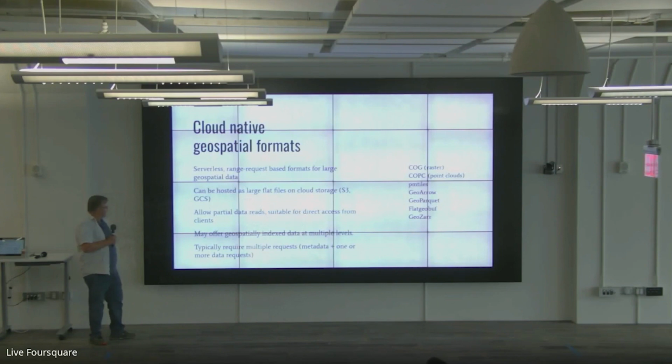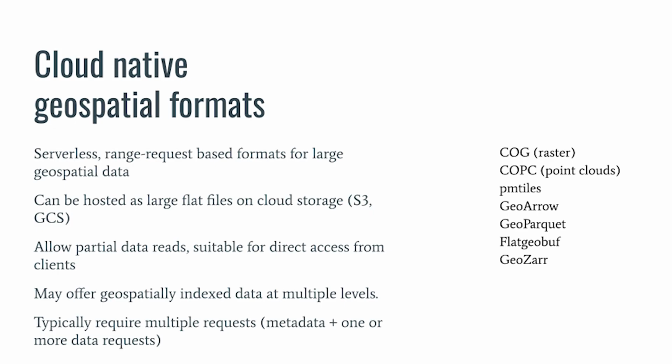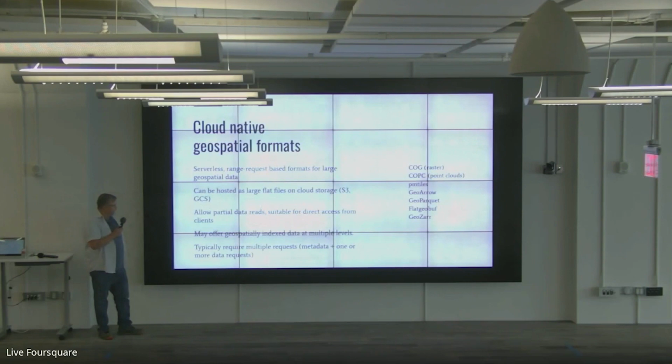Some of the common properties of these is that they are designed to be serverless. So they typically leverage HTTP range requests, which means that you can put very large geospatial data up on static cloud storage, like Amazon S3 or Google Cloud Storage, without putting a service or a server in front of it. Applications, and especially client-side applications.